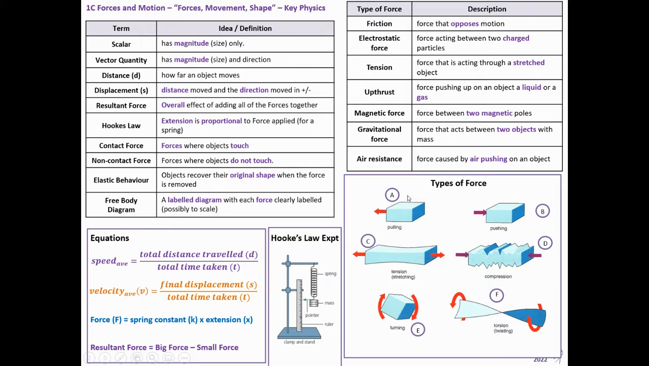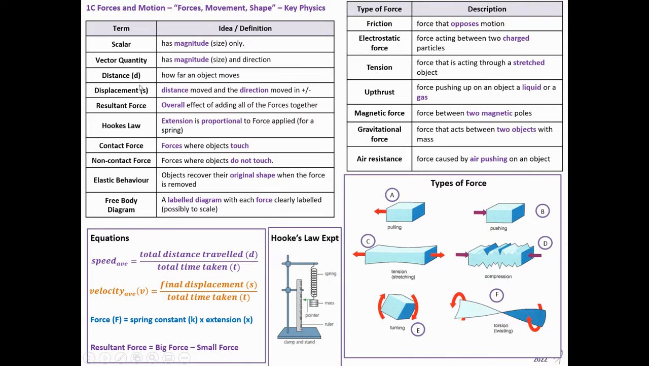Okay, so this is a quick topic introduction for 1C, Forces of Motion, iGCSE Physics, with forces, motion, or movement and shape. So we've got a few tables of information. We need to know the terms scalar and vector quantities, so the difference. One has magnitude or size and direction.